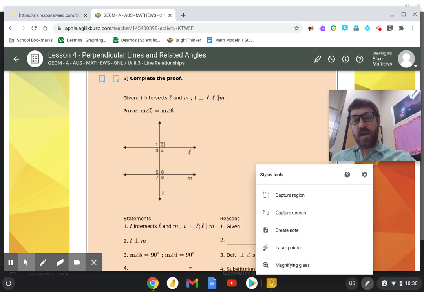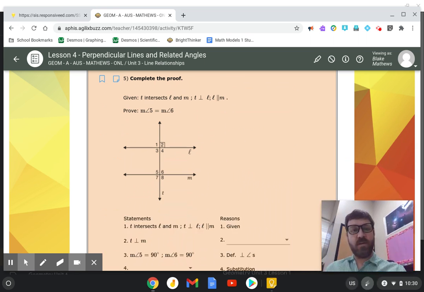T intersects L and M. T is perpendicular to L. We see that right there with that little box. And L is perpendicular to M. Okay, so we see these are parallel. These are perpendicular. So we're trying to figure out if we can prove anything about these angles. Specifically, we want to prove that 5 and 6 are equal to each other.